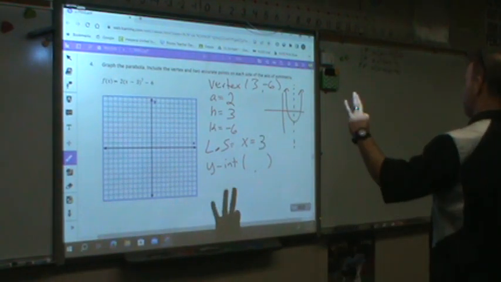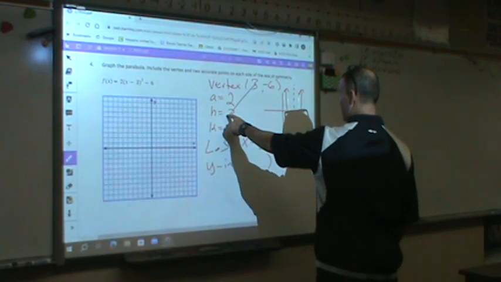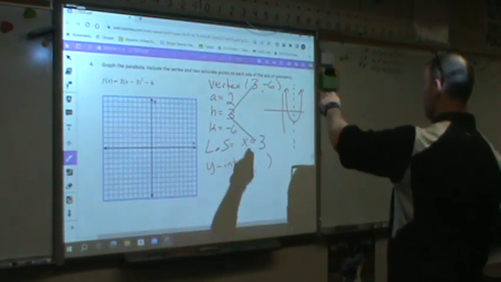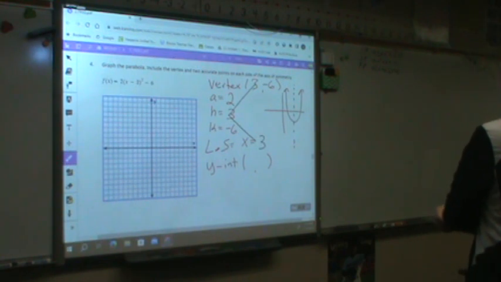Why? Look at what 3 values are connected. The x value of the vertex, the h value, and the line of symmetry. Those 3 values are always the same. They always are. We covered that, okay? And again, it's been a while since you've seen it. Well, gee, it's a lot of stuff to remember. I get it. How about the y-intercept?